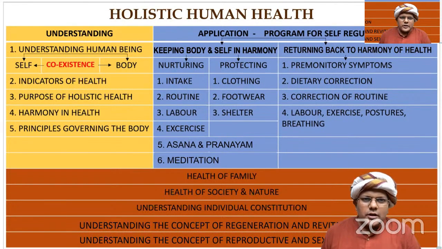If you look at this syllabus we prepared for the holistic human health course, it is divided into two parts. One is understanding the health principles, understanding the human being, understanding the mechanics of staying healthy and being in a state of well-being. This understanding part is the yellow part, and the blue part is the application part. Once we understand the principles, how can we apply them in our own life so that we will always be healthy without needing any special medical care, so that our health will always be in our hands.